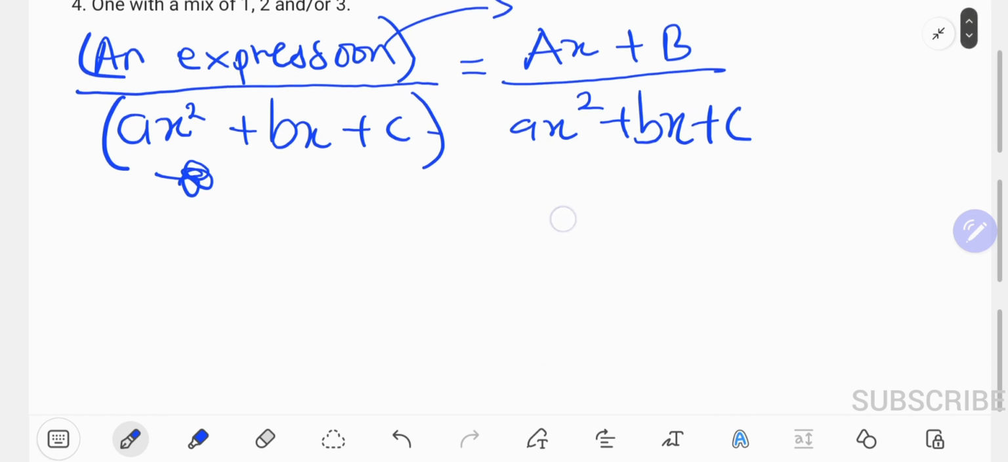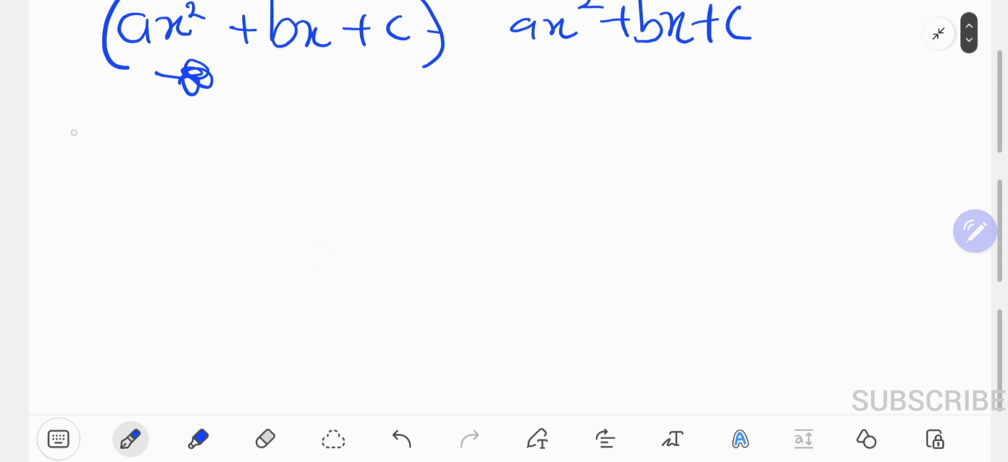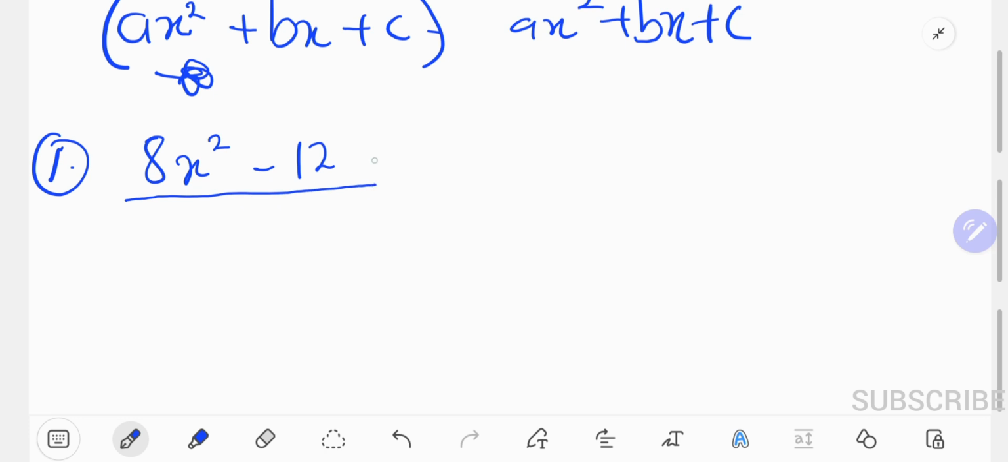So let's pick a first example. Example 1: let's say we have 8x squared minus 12 all over x, then in brackets x squared plus 2x minus 6. We have to resolve this into partial fractions, right?